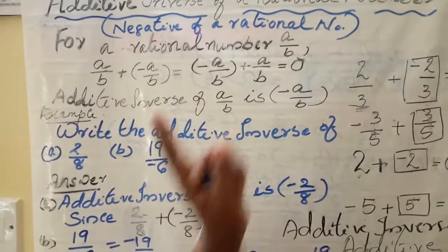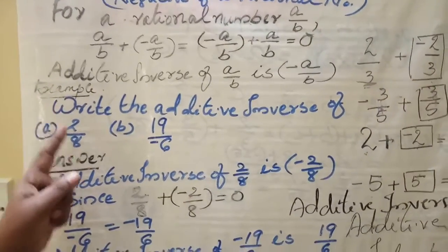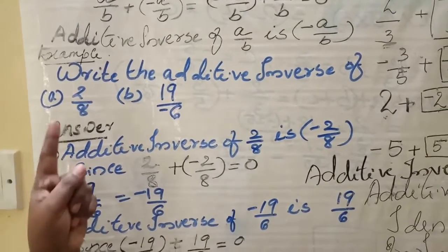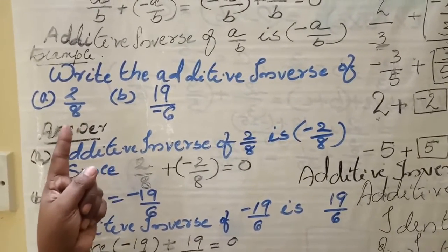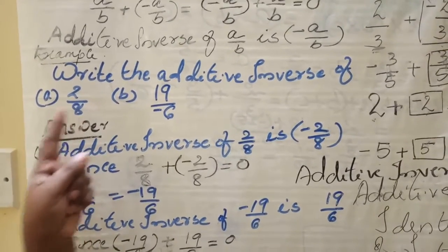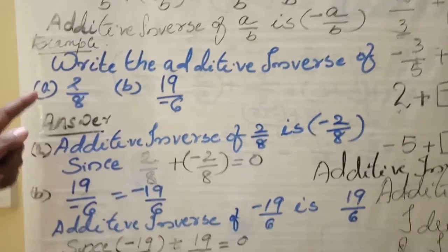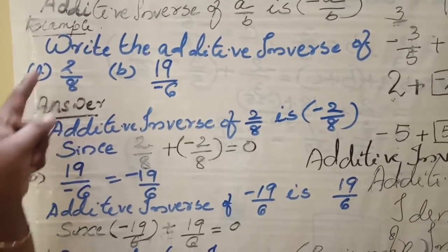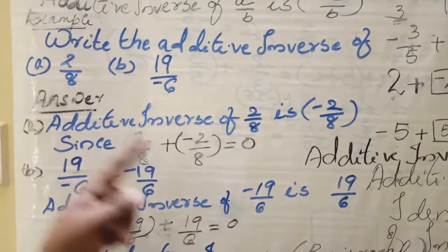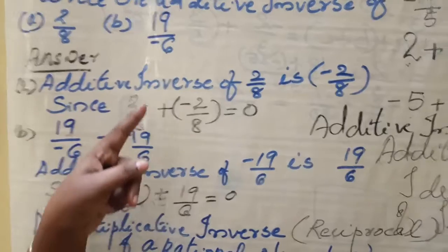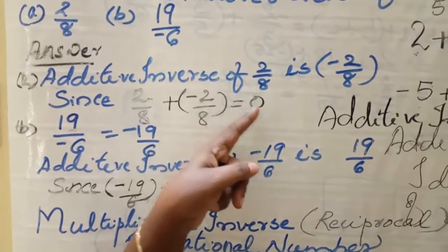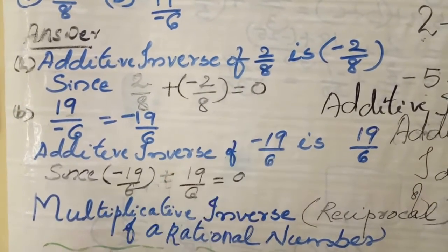So here is one example. Write the additive inverse of 2 by 3. It is a very important question. From an exam point of view, you get it as find, fill in the blanks, or MCQ. Write the additive inverse. So what is the answer here? 2 by 8 is the rational number. So immediately we can give the answer. What is the answer? Minus 2 by 8. Why? Because this is the reason. 2 by 8 plus its negative, minus 2 by 8, equal to 0. 0 means we know the additive identity.